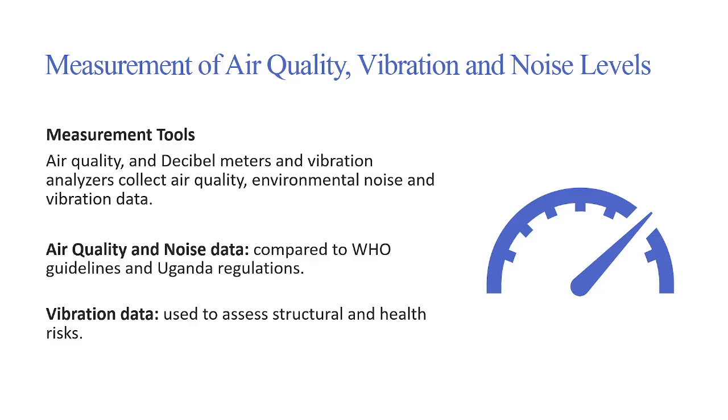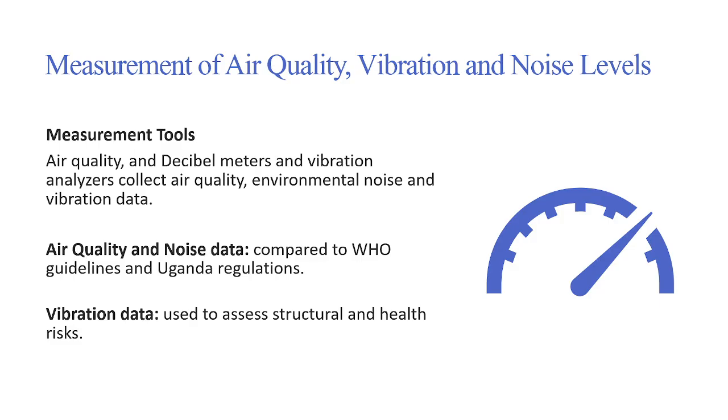So air quality and decibel meters, those ones are used for measuring air quality and noise. And then the vibration analyzers. All this equipment are used to collect air quality, environmental noise, and vibration data. We have air quality and noise data. So how do you assess actually? How do you interpret this data?